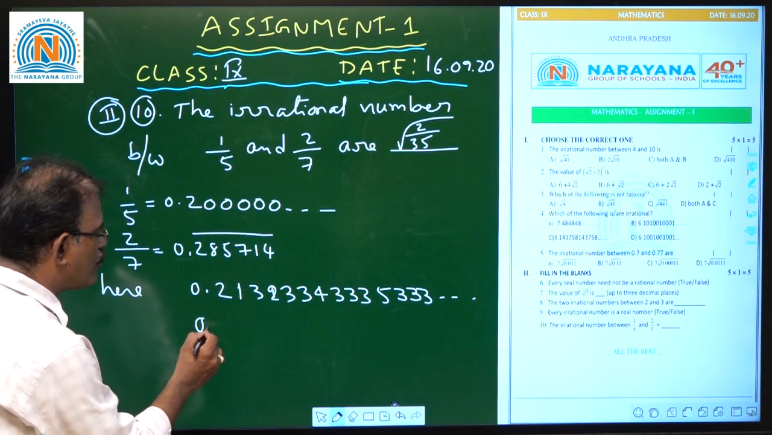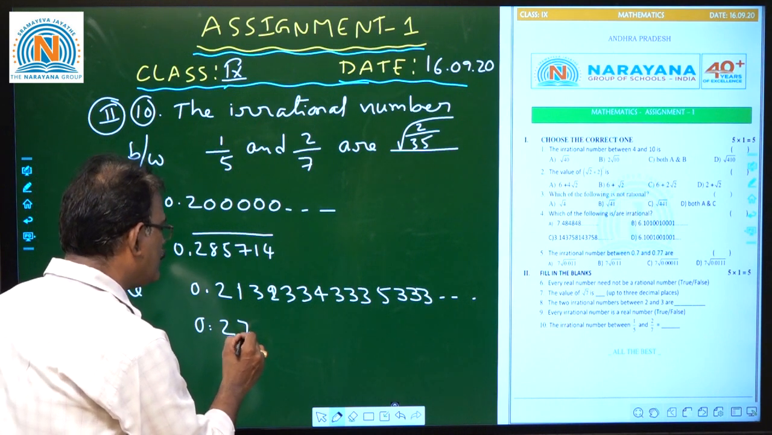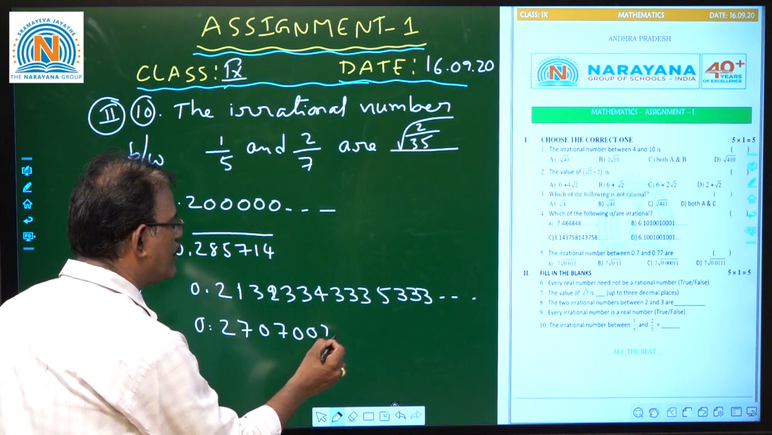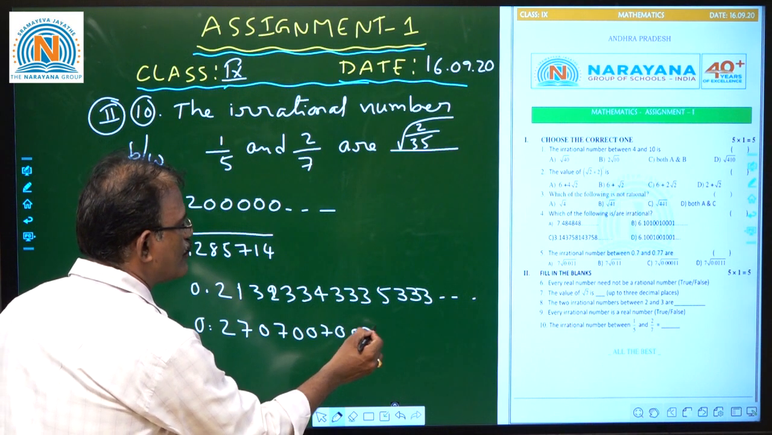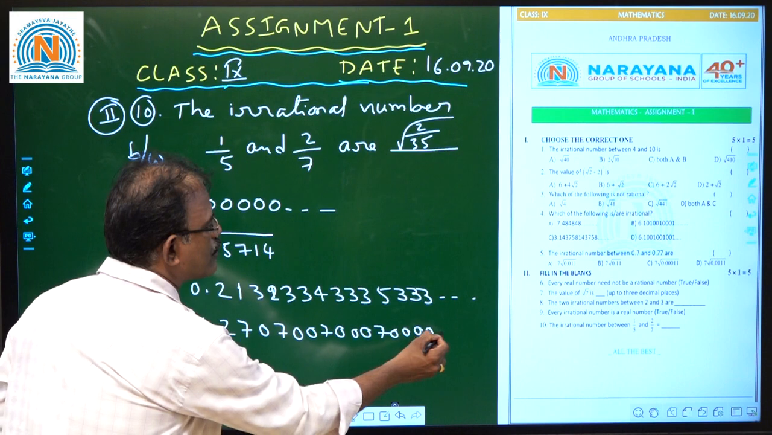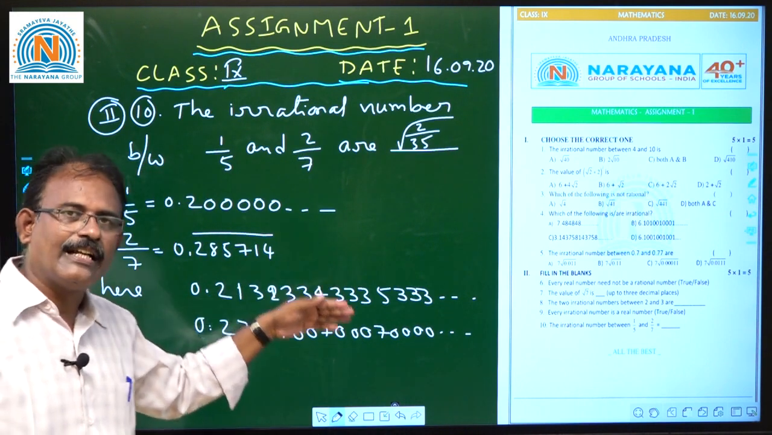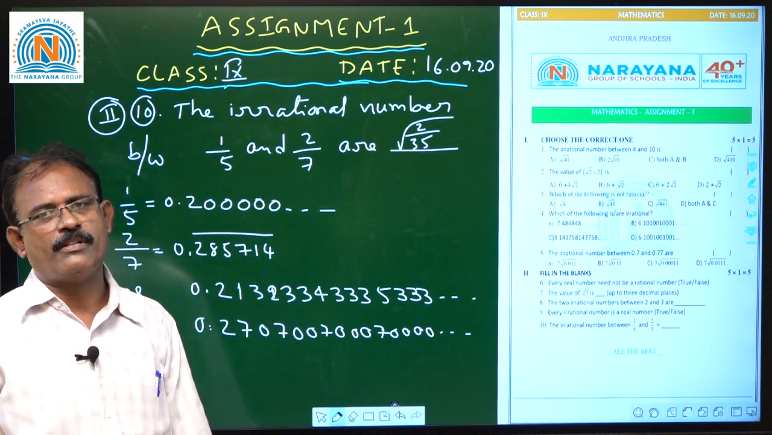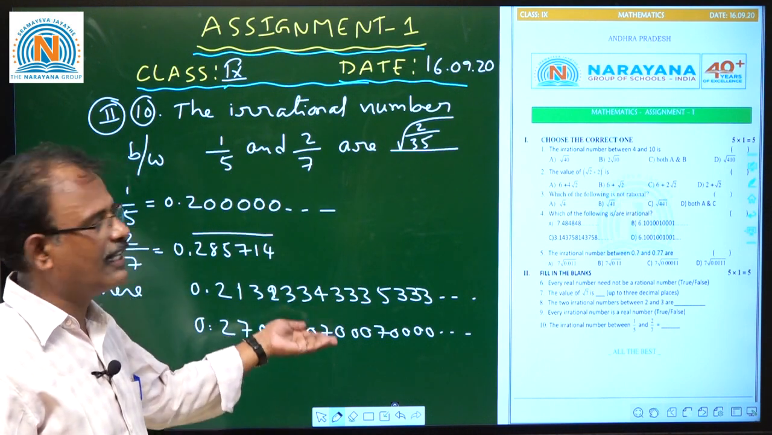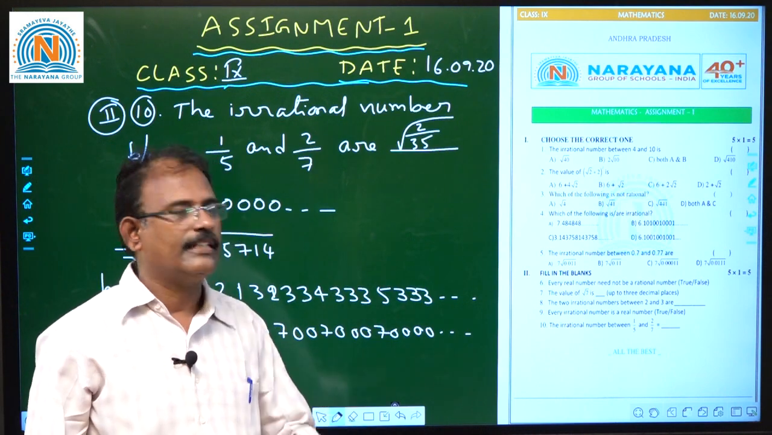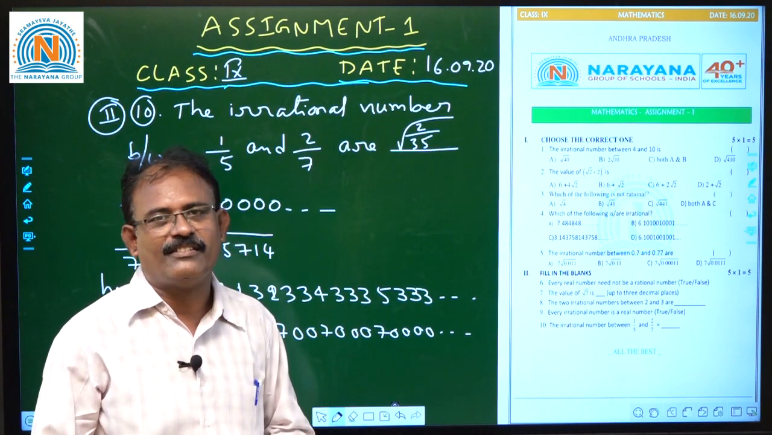And similarly, if you want to write 0.27 0 7 00 7 000 7 0000 7, it is also not possible to convert it into P by Q. So like that we can write infinitely many irrational numbers, children. Out of all, we just have some examples. Okay, so this is our explanation for the 10th one. So thank you so much and have a nice day. Keep working.